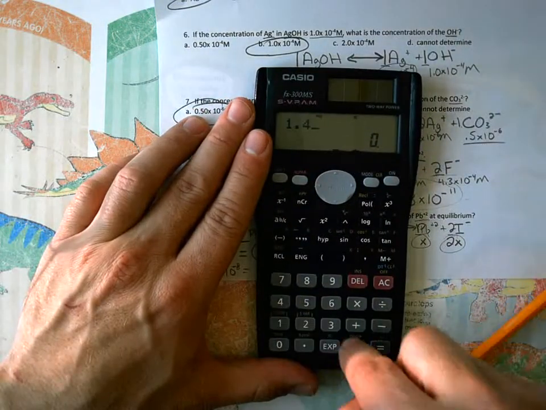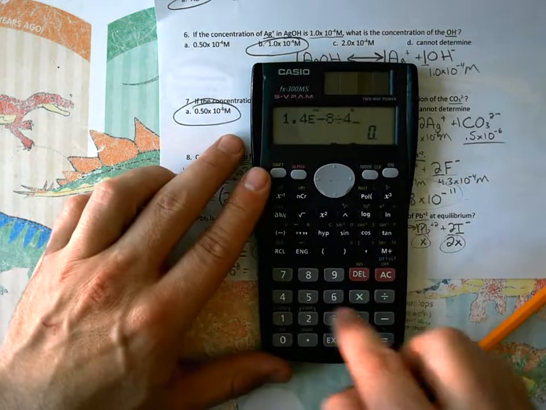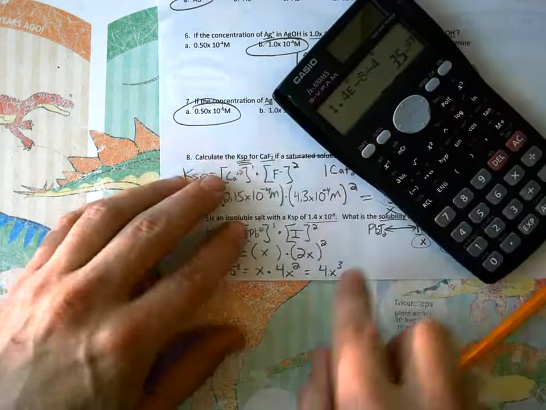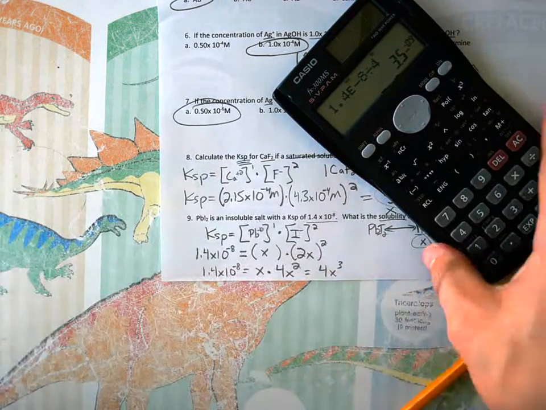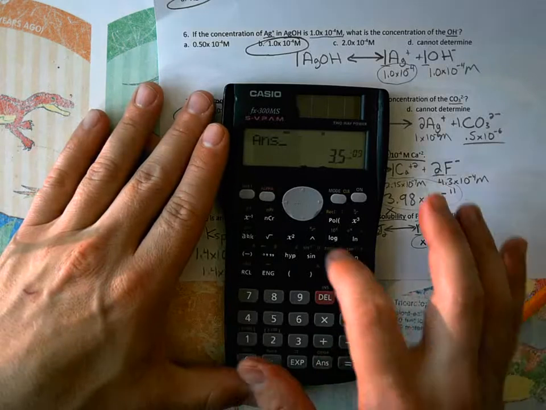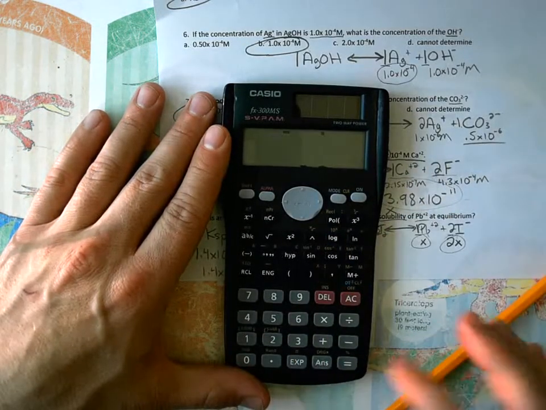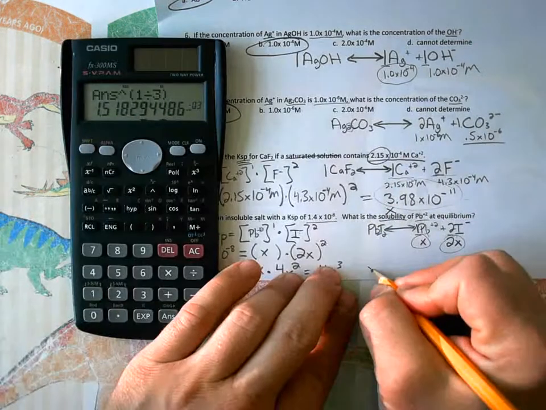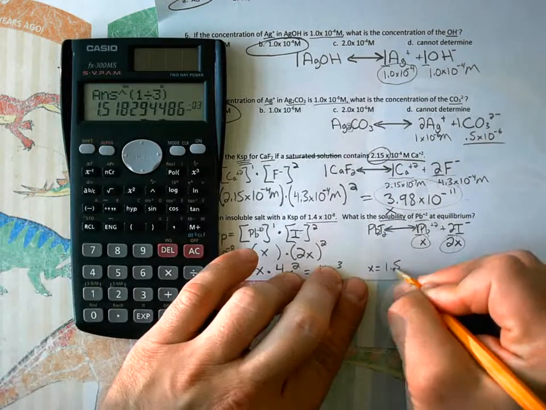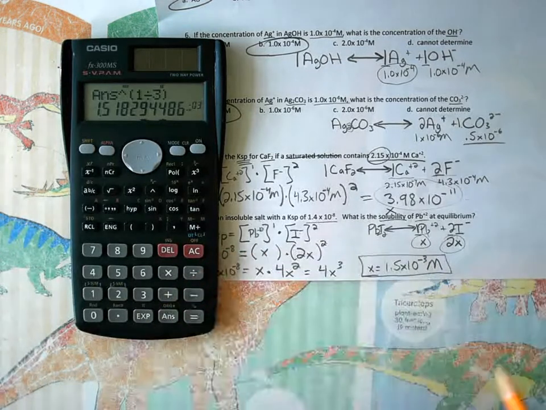Okay, now to solve for X, I would take 1.4 times 10 to the negative 8th, 1.4 E minus 8, and divide it by 4. And then again, when you have something to the third power, the opposite of that is a cube root. And if you can't find the button, I always just raise it to the 1/3 power. And we get X is equal to 1.5 times 10 to the negative third molar.